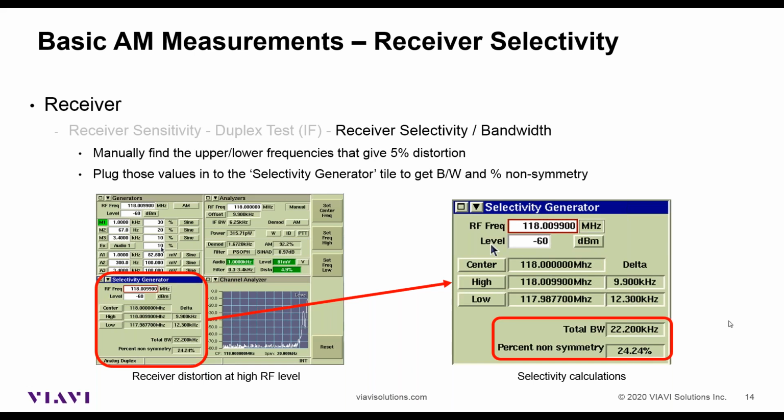So the front end filter on my receiver effectively is not symmetrical around the center frequency of my radio. Probably not too much of a big deal here, but potentially you might want to retune that and make it better. Get that as close to 0% as you can.